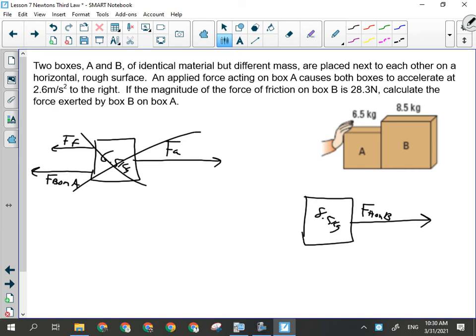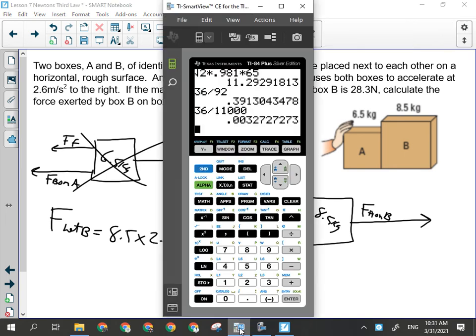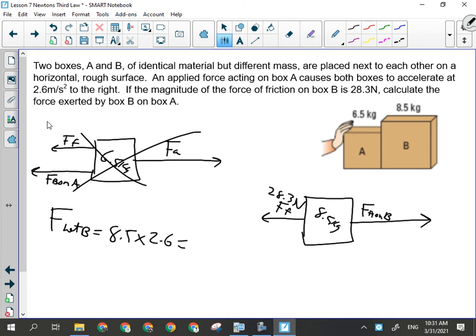The other force acting on box B is the force of friction. And the question told me what that was. The force of friction on box B is 28.3 newtons. All right. What else can I calculate right now for box B? F net. So the net force on box B is going to be 8.5 kilograms times 2.6 meters per second squared. Mass times acceleration. So 8.5 times 2.6. So the net force acting on box B is 22.1 newtons.